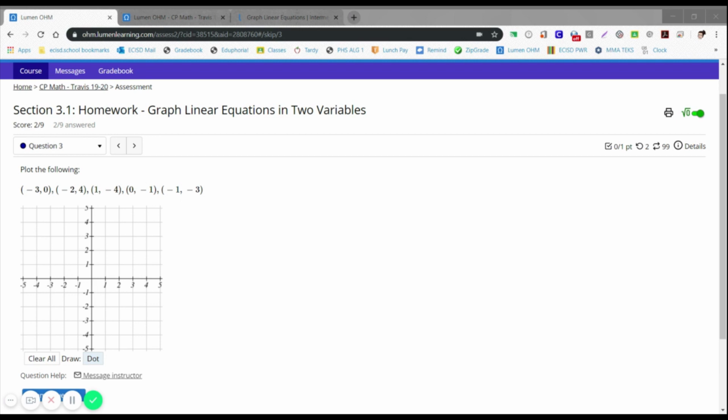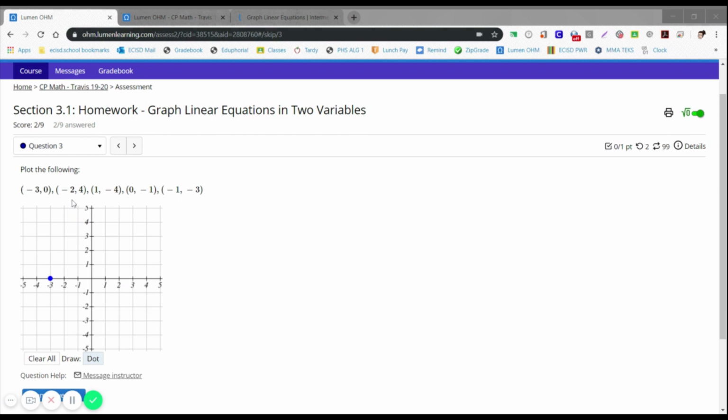Since -3 is our x value, and since it's negative, we need to go left 3 squares. 1, 2, 3. 0 is our y value, and since it's 0, we don't need to move up or down, but stay in the middle and place our dot.